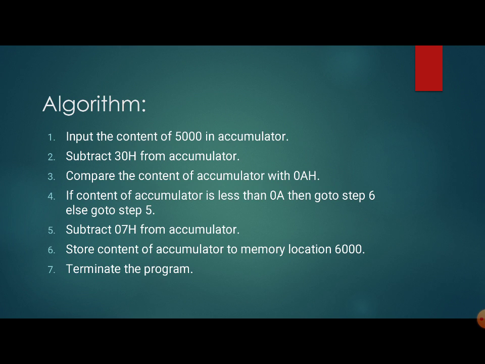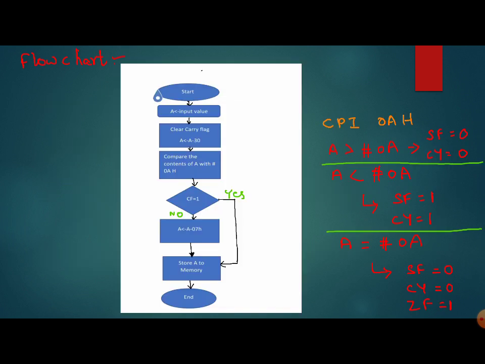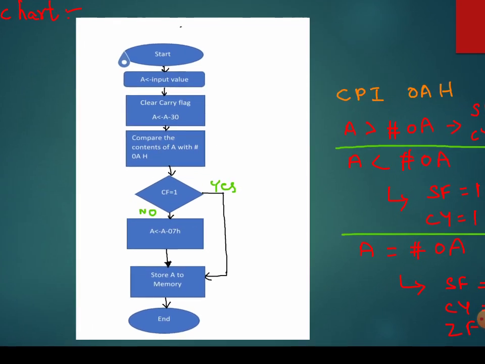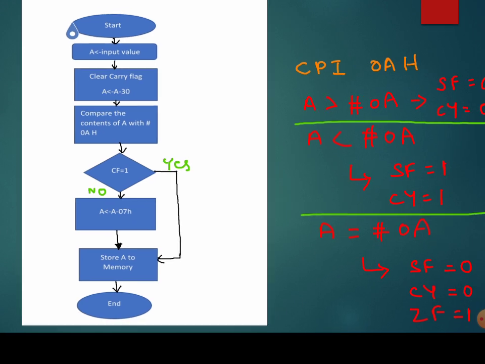Otherwise, if the content of the accumulator is greater than 0A, then subtract 07 from the accumulator, store the content of the accumulator to memory location 6000, and terminate the program. Yeah, this is the flowchart. The flowchart also says the same thing. Now start.